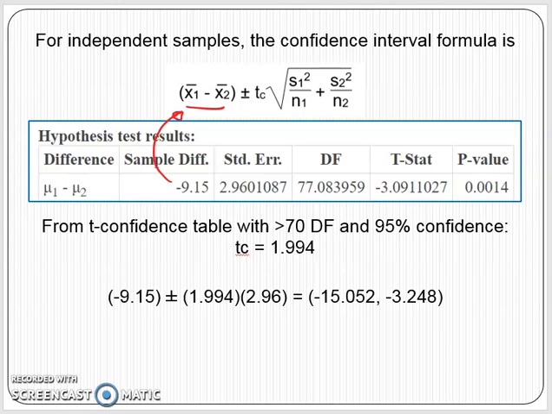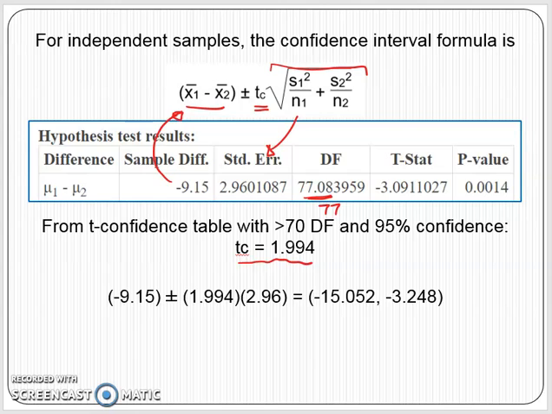The t critical value is something that we get from the t confidence table. Notice the degrees of freedom for an independent samples test is often fractional, 77.08. So you say, well, what's the closest number I can come up with? That is 77. But on our t confidence table, it says that anything greater than 70 at 95% confidence, you would use a critical value of 1.994. Lastly, this square root part of our formula is called the standard error, and that standard error is also given in the hypothesis test results. So we have all the pieces of this confidence interval, and we can easily calculate it now.